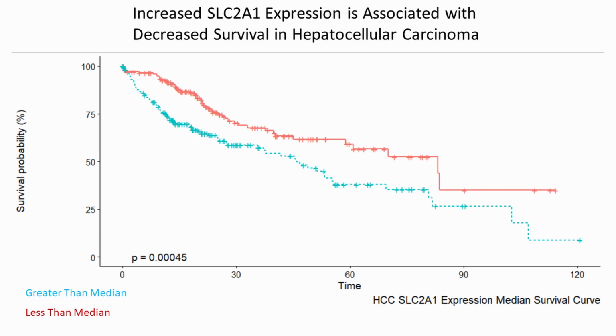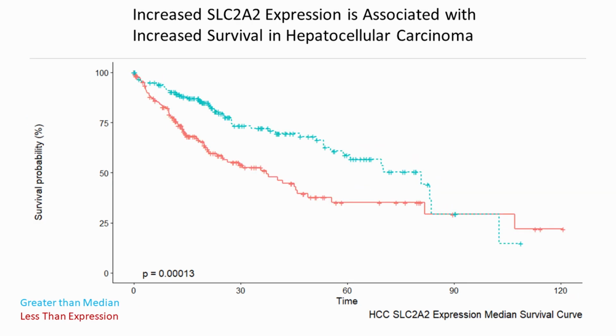So this is some of the statistical analysis that I performed. You'll see that increased SLC2A1 expression is associated with decreased survival in hepatocellular carcinoma. That is, greater amounts of SLC2A1 expression resulted in a worse prognosis, less likely to live as long.